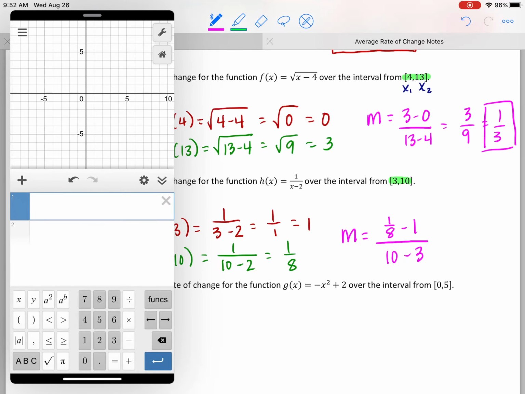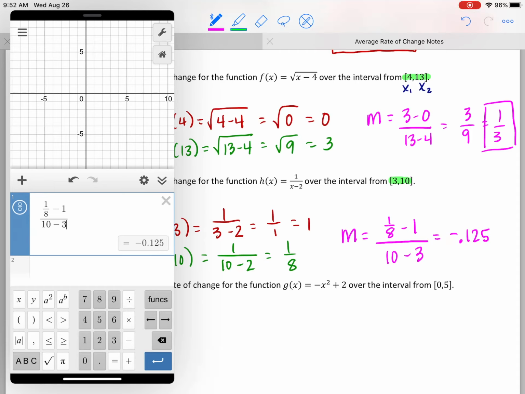I'm going to hit the divide button to give me a fraction, and now on the top of it, I'm going to type in 1 divided by 8, use the arrow button to move over, and subtract the 1. And then on the bottom, 10 minus 3. And now it gives me a decimal, which is totally fine. I could say negative 0.125.